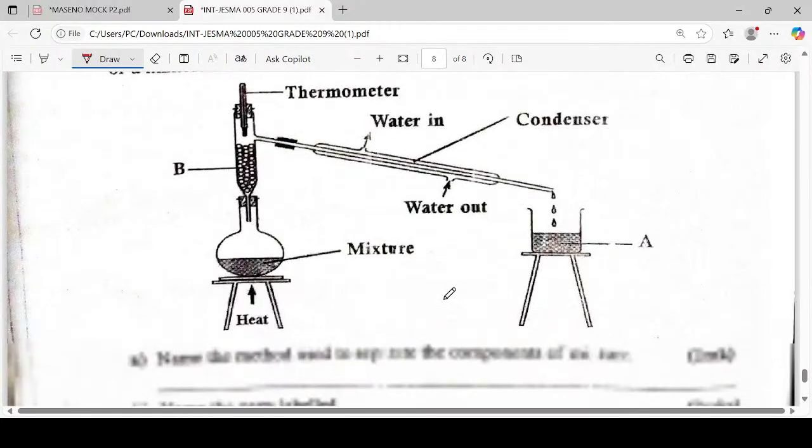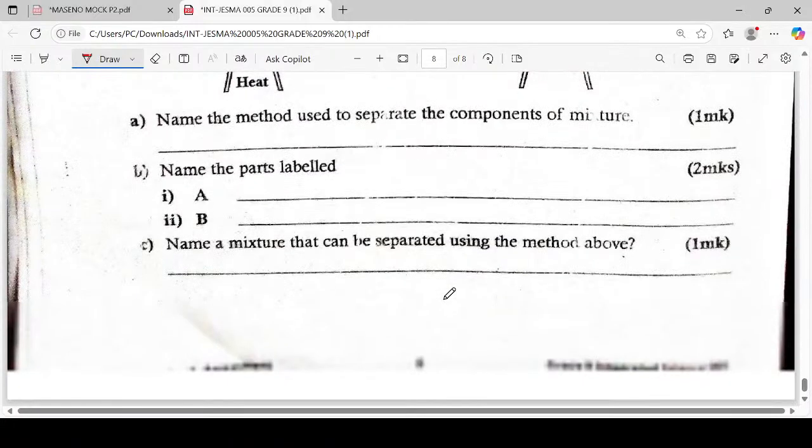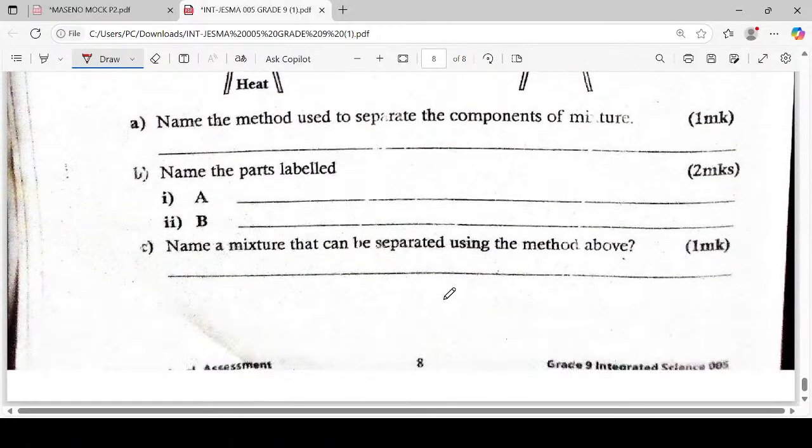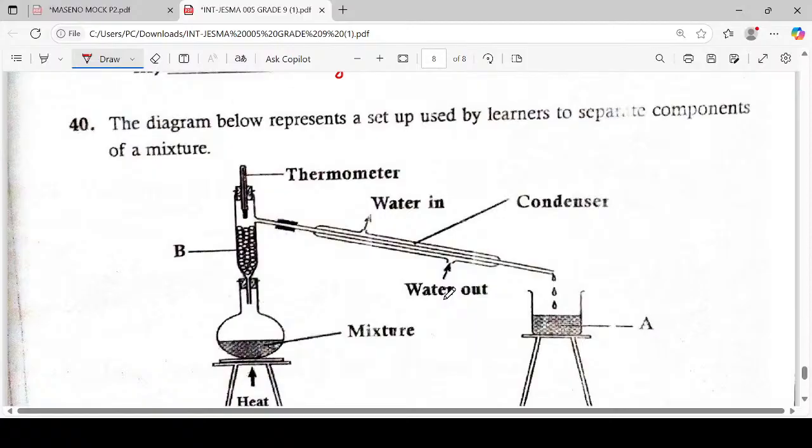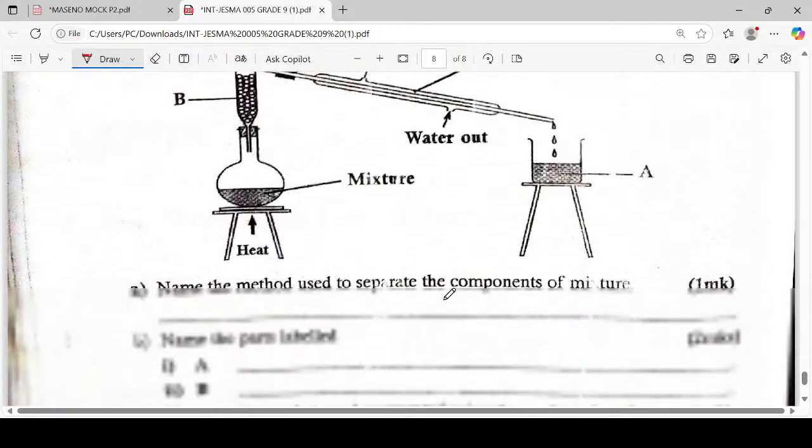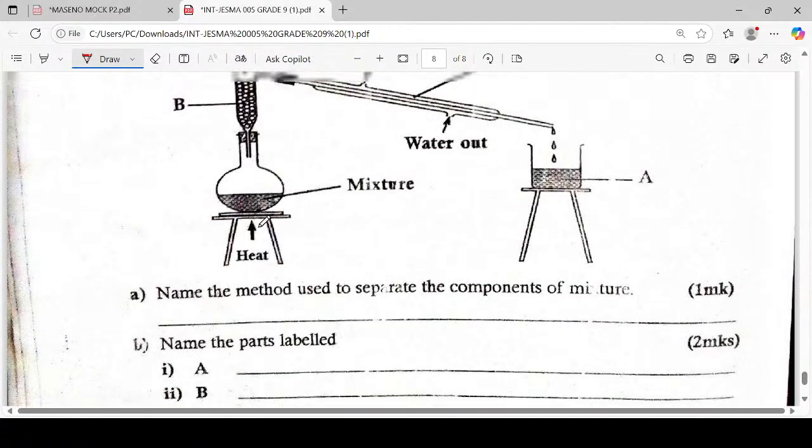Question number 40, which is the last question of our discussion. The diagram below represents a setup used by learners to separate components of a mixture. You can see the setup. Name the method used to separate these components.